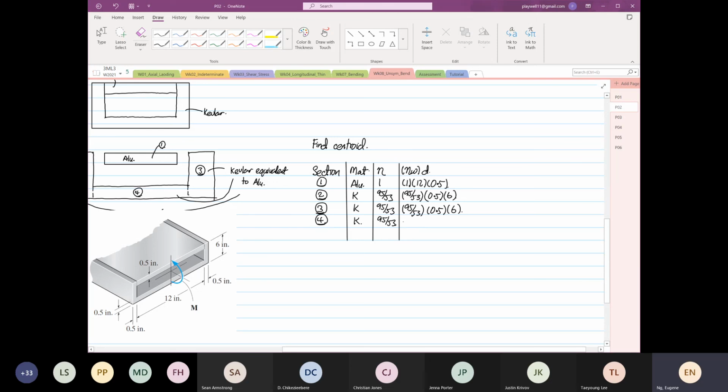Okay, and then the final one is 95 over 53. So the width will be 12, right? The depth is 0.5. Okay, so we calculate all this first. So this is 1. So this is 6, right? So 95 over 53 times 0.5 times 6 is equal to 285 over 53.